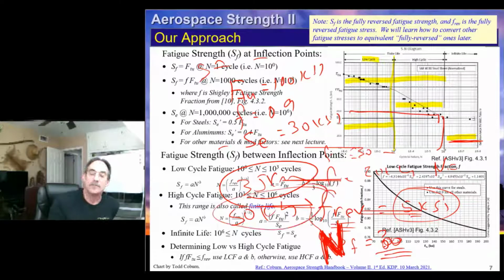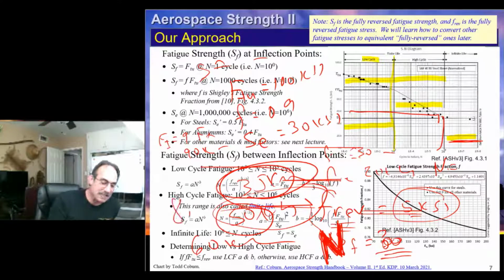It's high cycle. Now, here's where you guys are starting to get a little choked up. What you should do is say, okay, what is our F inflection? It's 0.9 times FTU. That means it's at 90 KSI. Is this above 90 KSI? No. Therefore, it's high cycle. What if we have 60 KSI? High cycle.